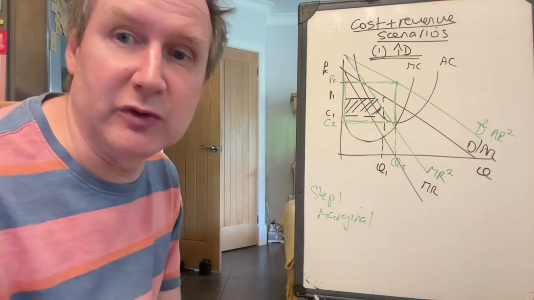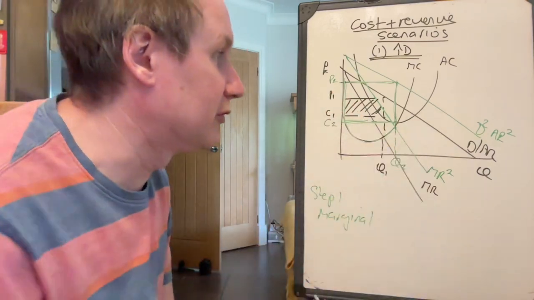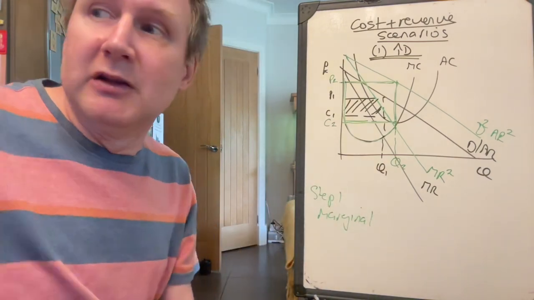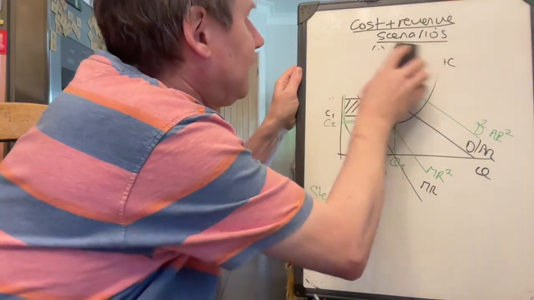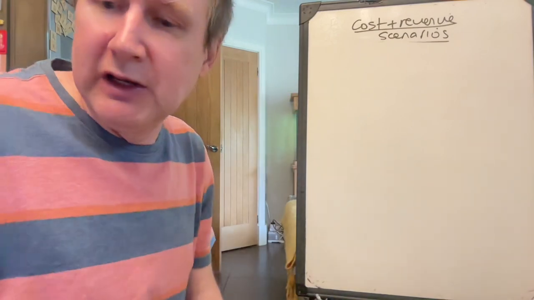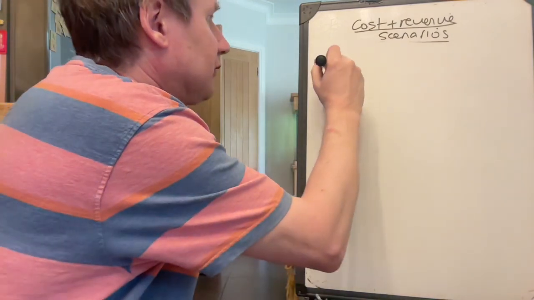A reduction in demand would therefore just be the other way around. We'd go from green to black. We'd have started at Q2 and gone back to Q1. Fine. So let's think about our cost scenarios. We said there are two possible cost scenarios. Let's take the easier of the cost scenarios first of all.